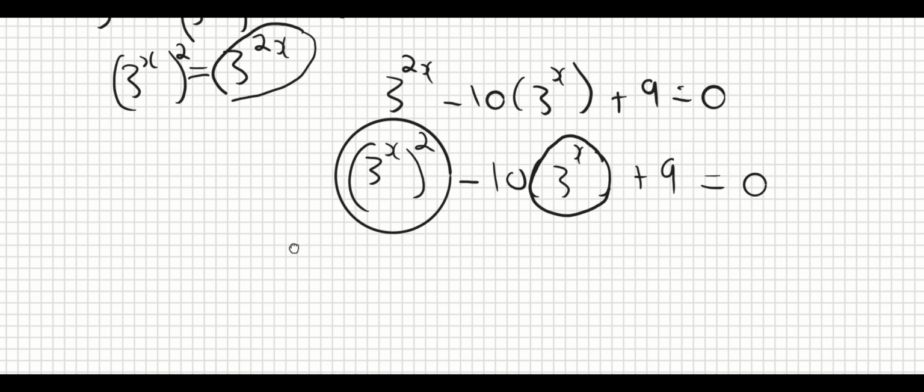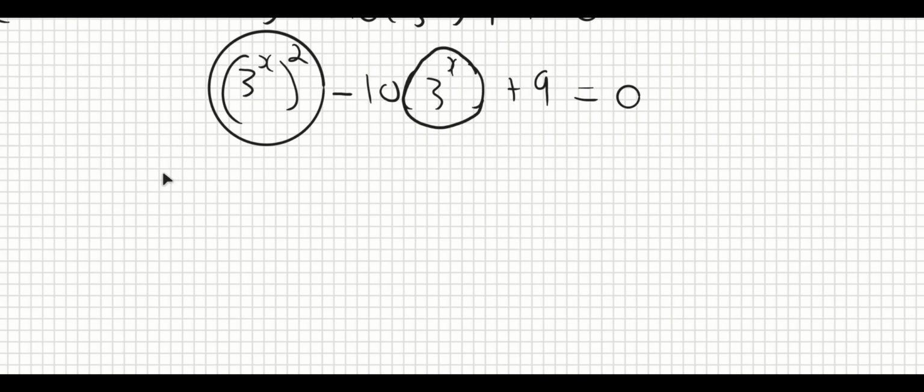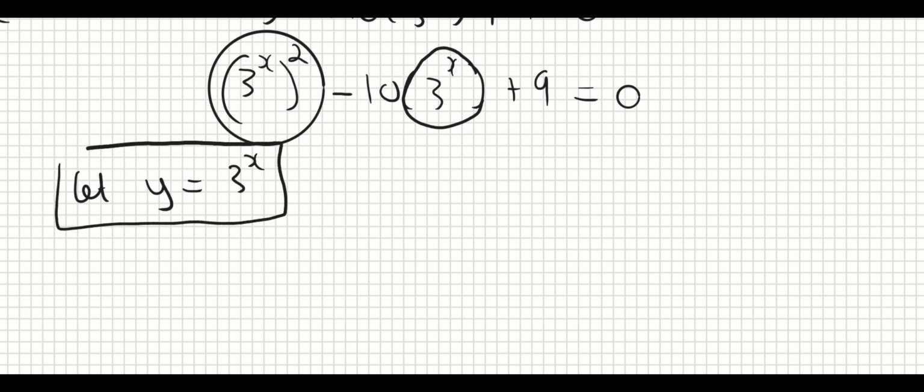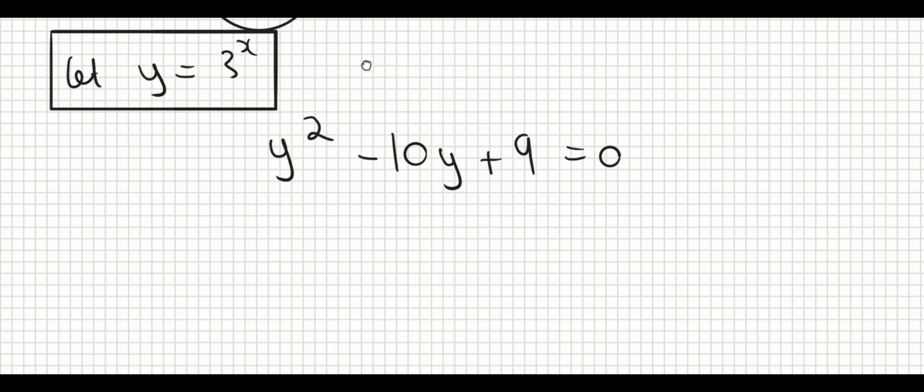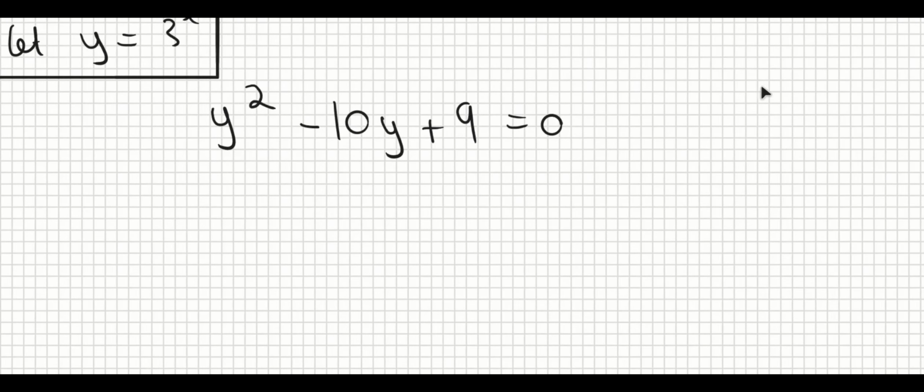What we're going to do is make a little substitution. Wherever I see 3 to the power of x, I'm going to say, let y equal 3 to the power of x. Now, wherever we see 3 to the power of x, we're going to write y. So instead of 3 to the power of x squared, it becomes y squared. Instead of minus 10 times 3 to the power of x, it becomes minus 10 times y. Plus 9 equals 0. Now you can see we have an easy quadratic that we can just factorize.